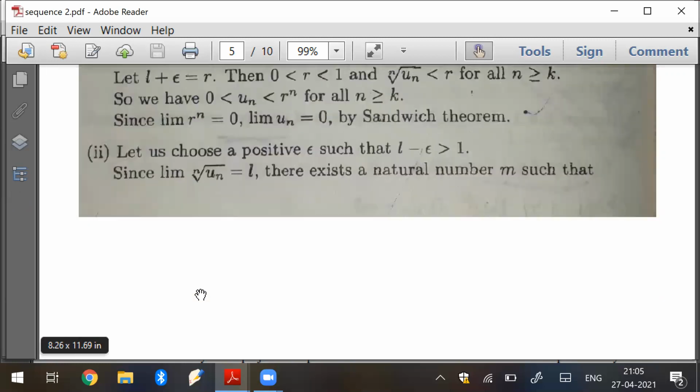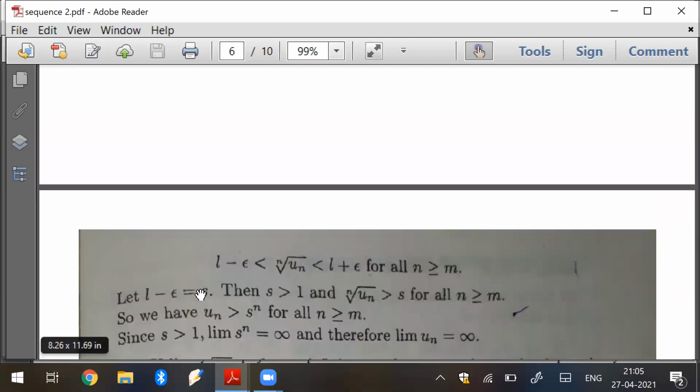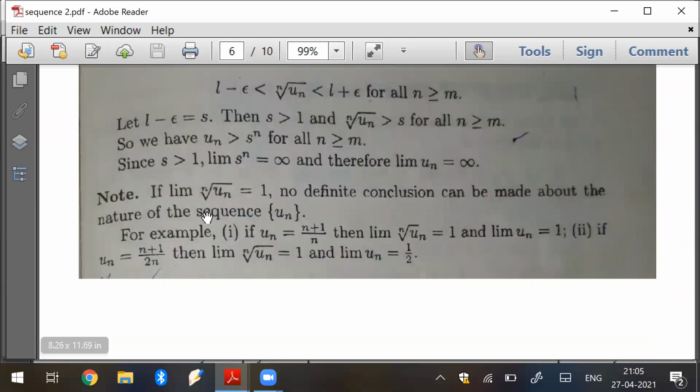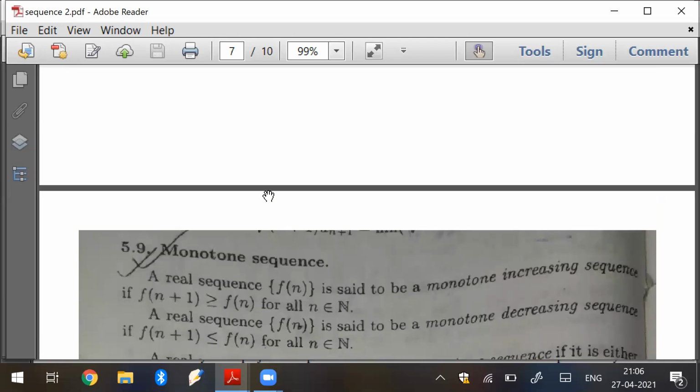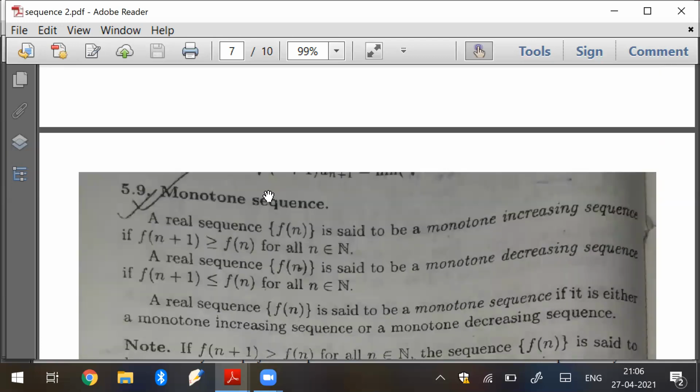Here also one such example needs to be provided. So this example they have provided here, where this nature is varying, when your un to the power 1 by n sequence is having the limit value 1. So now with this, we have done some of the results related to the sequences.